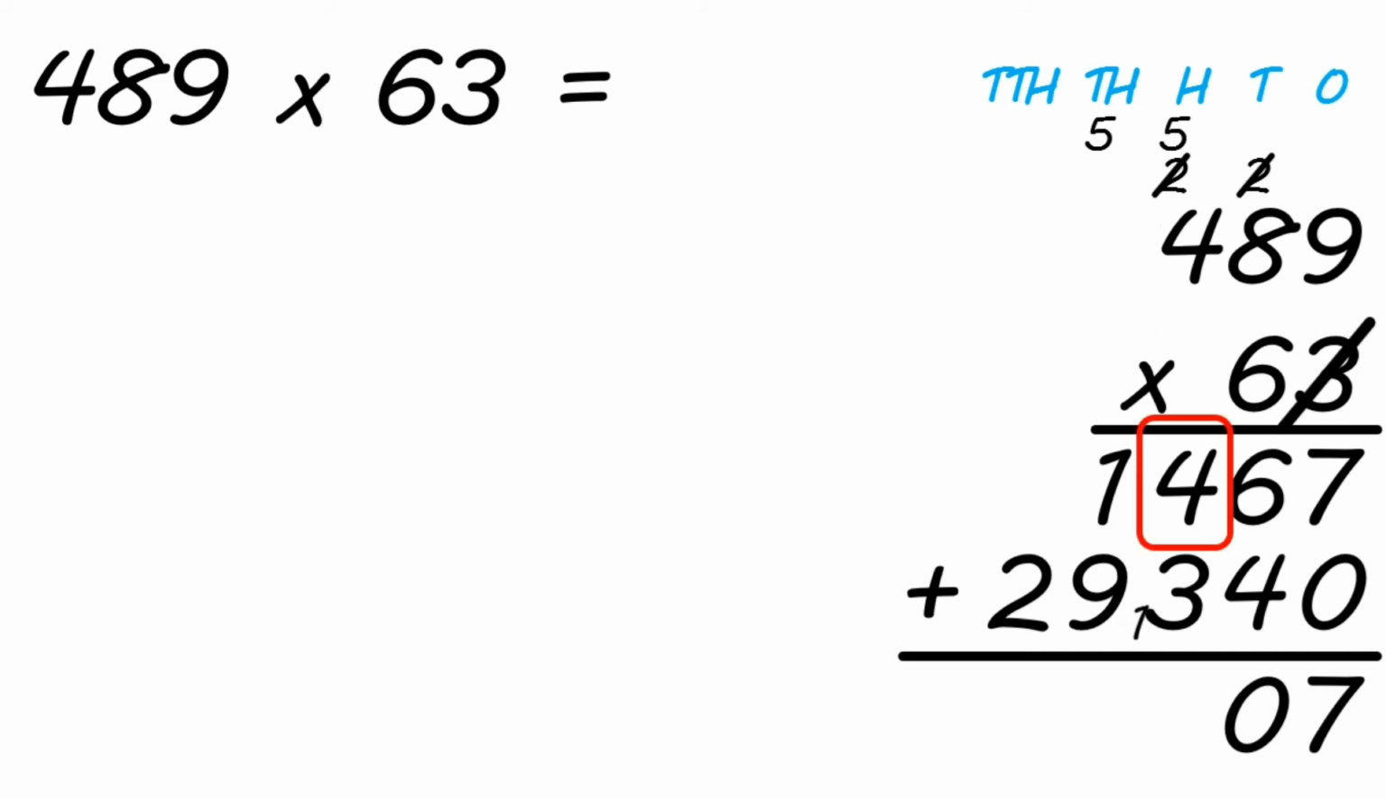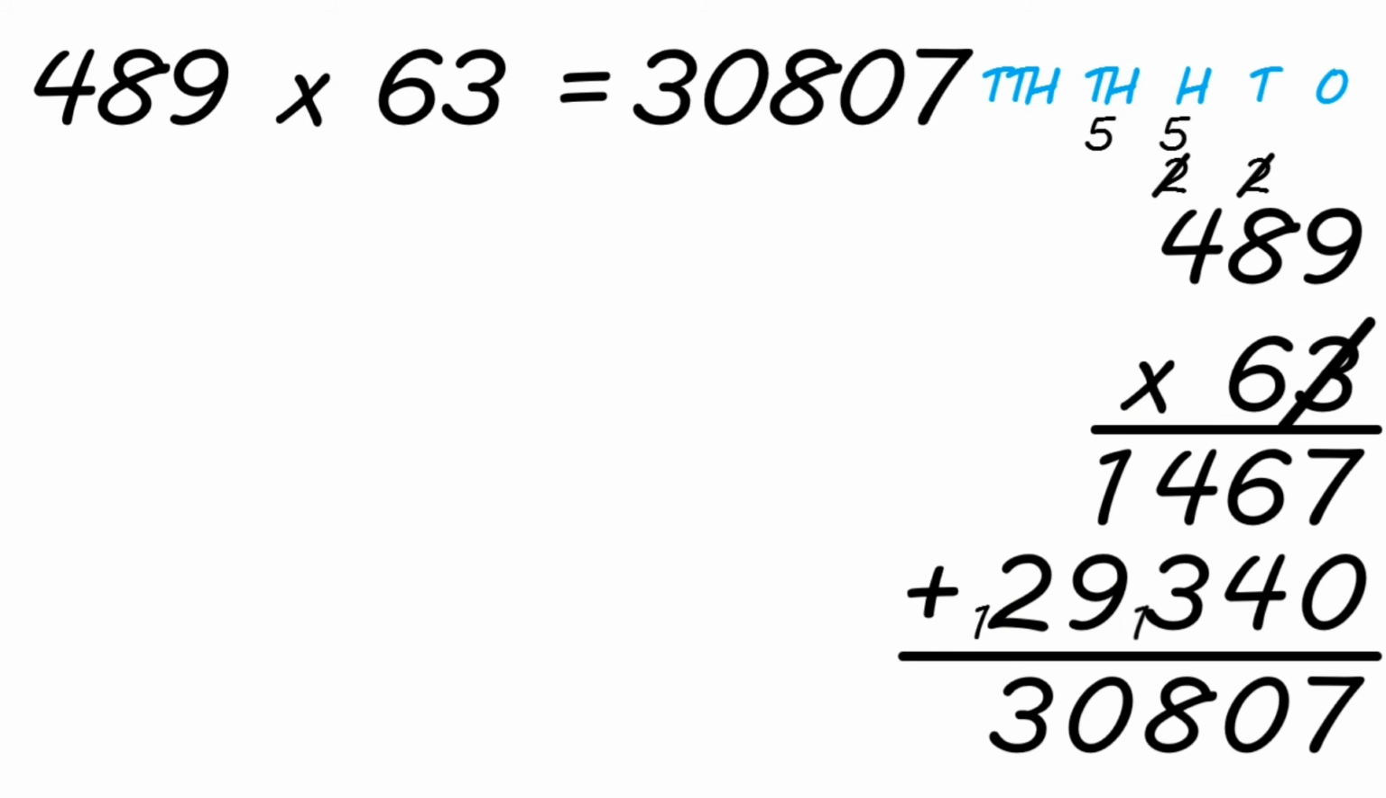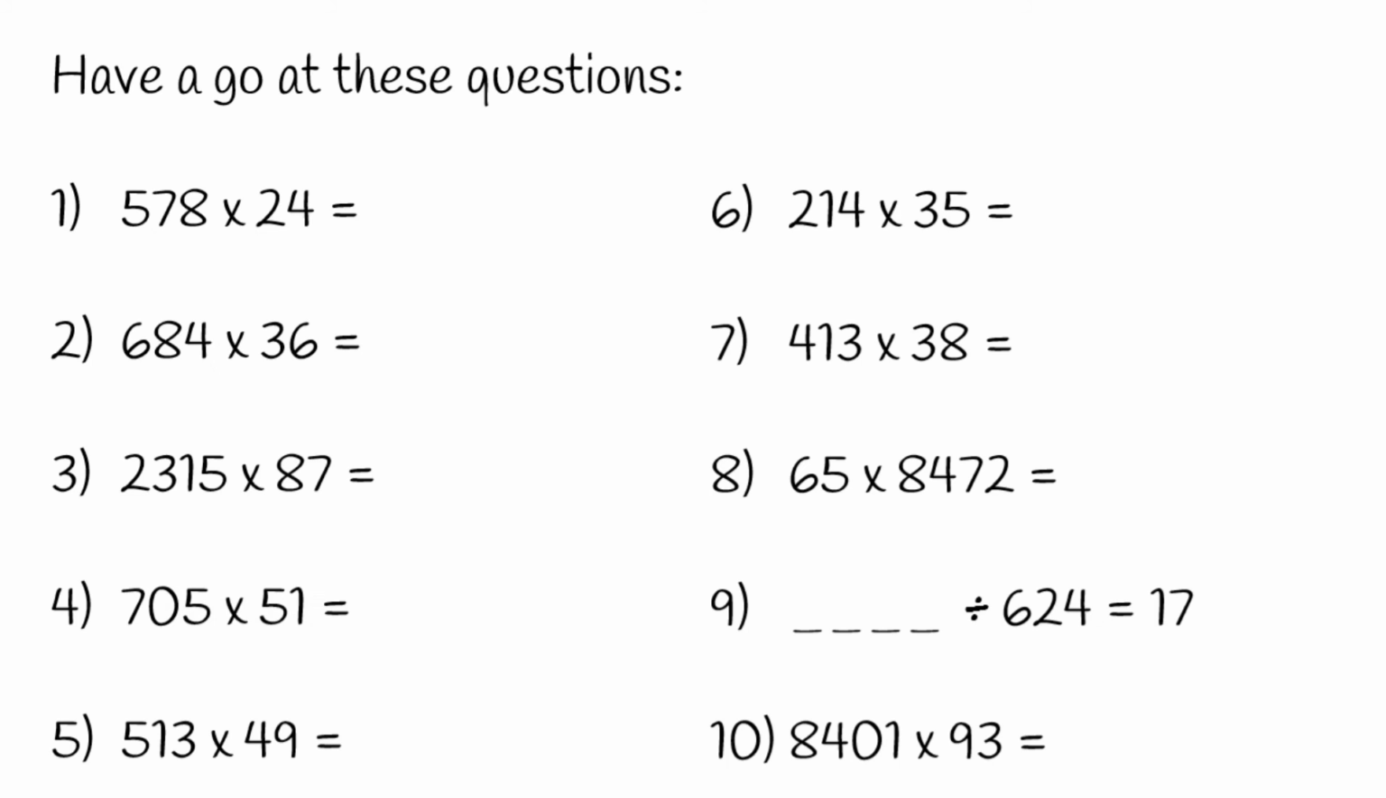So we've got now 4 add 3 add 1, that gives you 8. Then we've got 1 add 9, that gives you 10, so you're going to put your placeholder in and carry your 1. And then you've got your 2 add 1 is 3. So the answer is going to be 30,807.